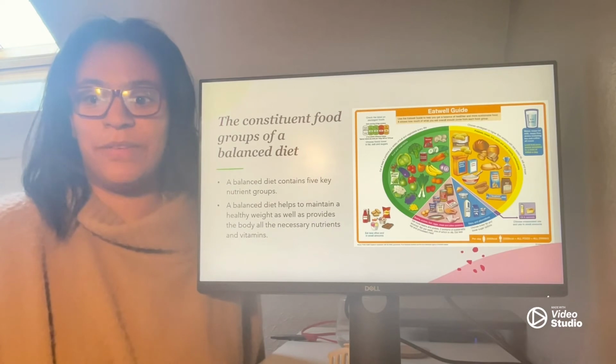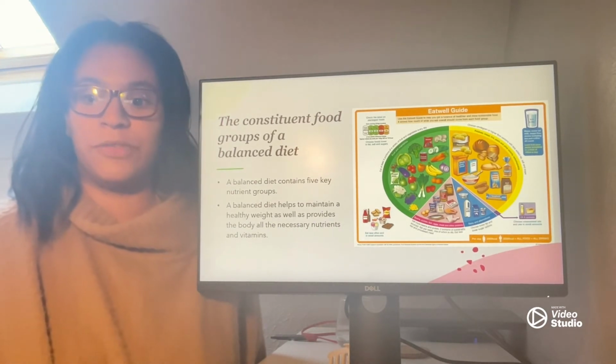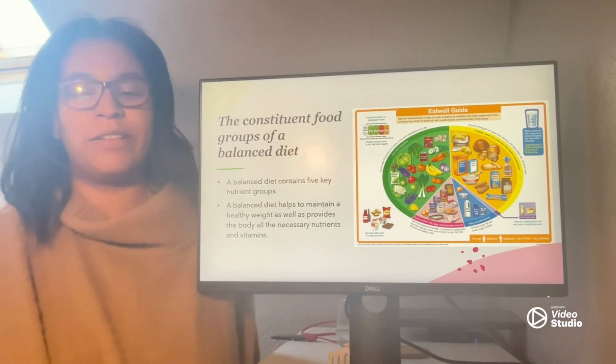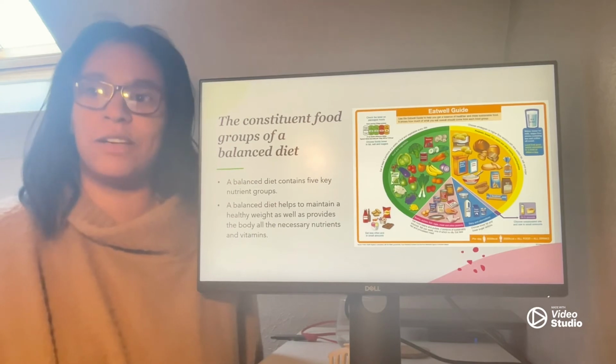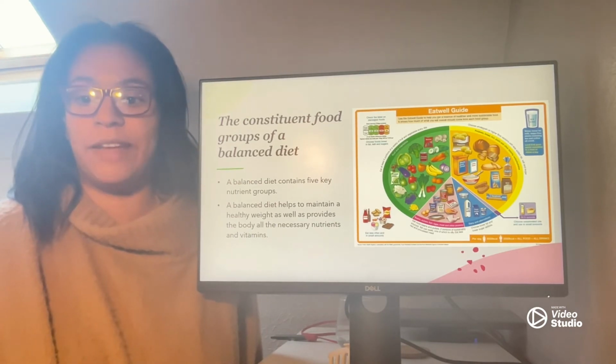Looking at the constituent food groups of a balanced diet, as shown in the image here, there are 5 key food groups that the body needs to maintain a healthy and balanced diet. These foods are categorised together as they share similar properties and nutritional content. The image also shows the portion size for each group.